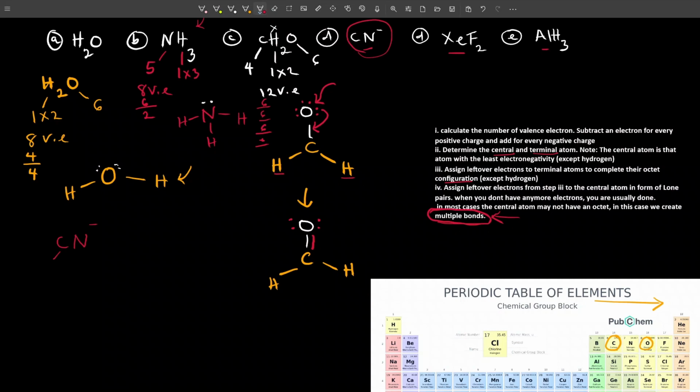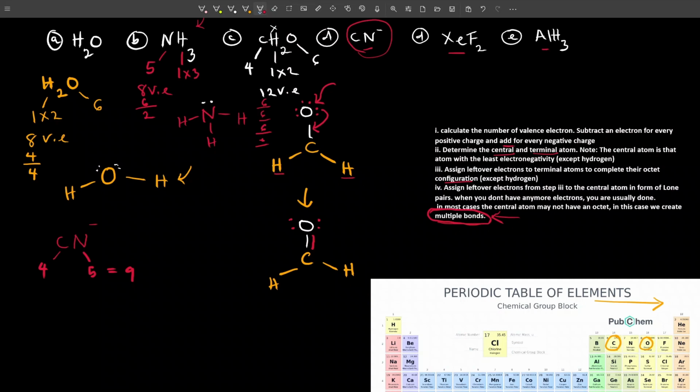We have to find the number of valence electrons. In carbon, we have 4 valence electrons. In nitrogen, we have 5 valence electrons. So if you add this up, this will give me a total of what? 9 valence electrons. I told you here, I said subtract an electron for a positive charge, and add an electron for every negative charge.